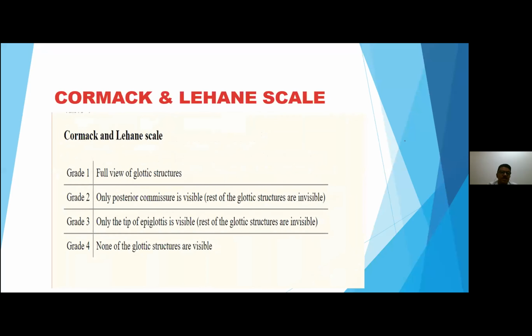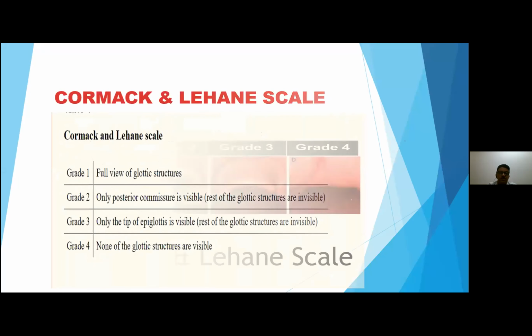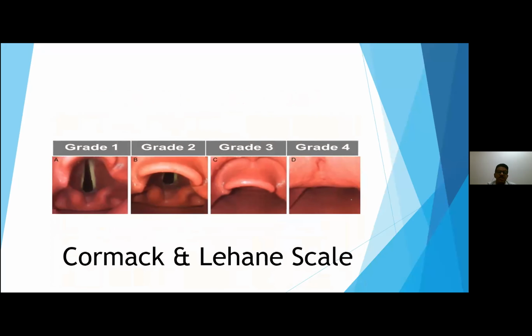There is another grade, 1, 2, 3, 4, for vocal cords. As I mentioned in Mallampati scoring, if you see grade 1, the vocal cords are clear, and this will be an easy intubation. Then you go gradually to invisible vocal cords.